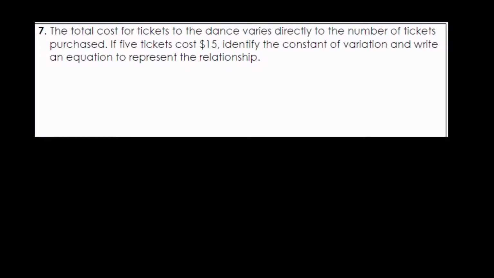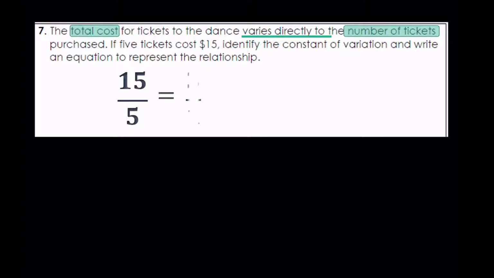In this situation, it says the total cost for tickets to the dance varies directly to the number of tickets purchased. So if 5 tickets cost $15, identify the constant of variation and write an equation. Remember what it said. Total cost varies directly to number of tickets. What this is telling us, ladies and gentlemen, is our total cost to, that fraction bar is the word "to," okay? The 5 tickets. So when we think about this, our y is total cost, our x is number of tickets.